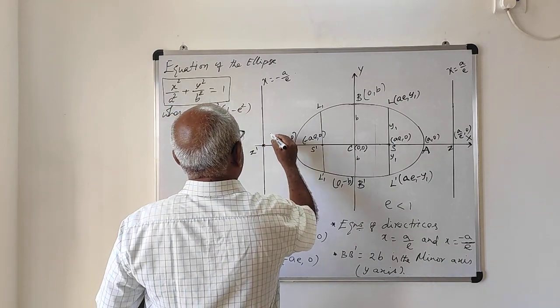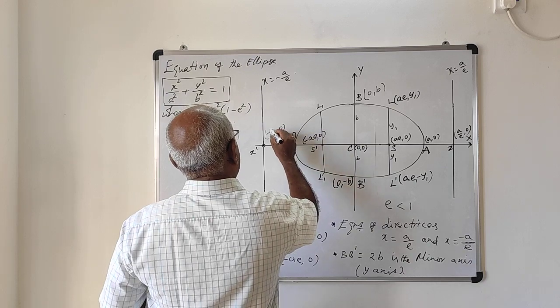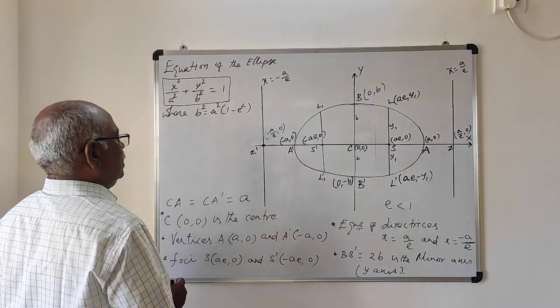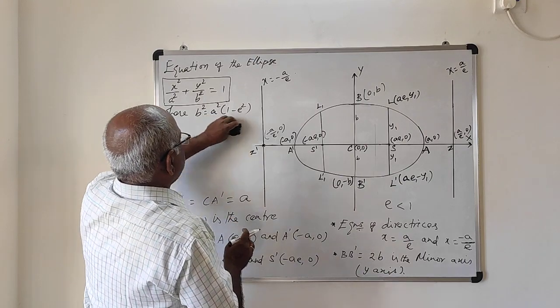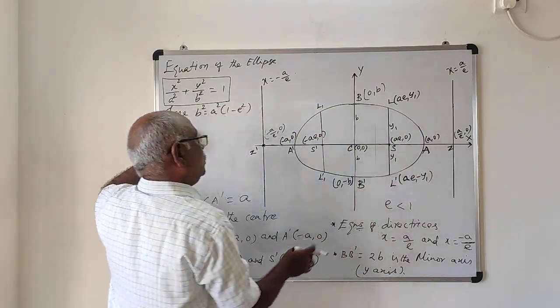L dash is (minus ae, 0). Equations of latus rectum: one is x equal to minus ae, and this latus rectum L dash is x equal to ae.